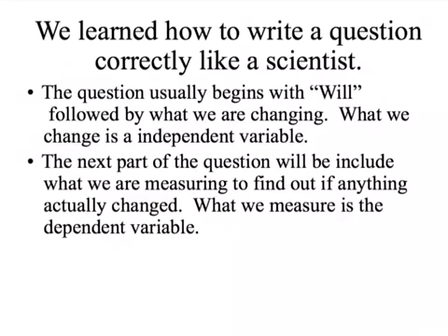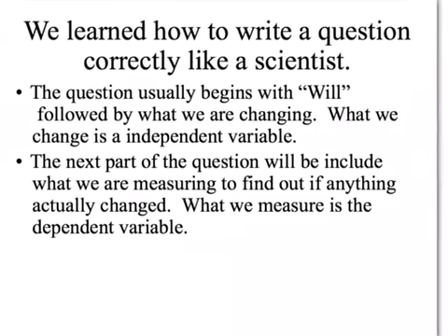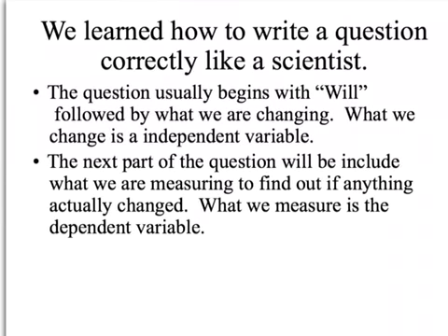To write a question like a scientist, we think that the question usually begins with "will," and it is followed by what we are changing. We call that change the independent variable. That's what we choose to change. The next part of the question includes what we are measuring. And what we measure is the dependent variable.